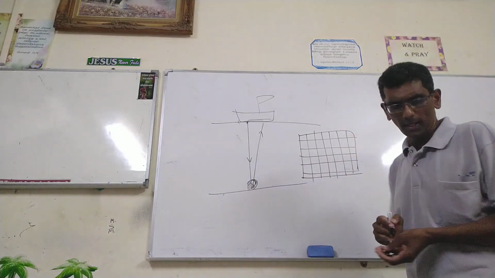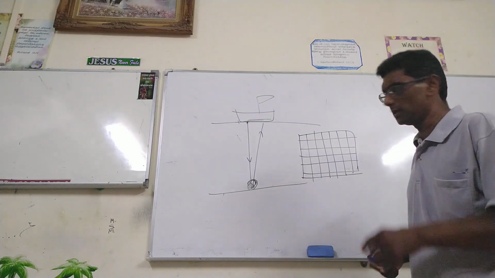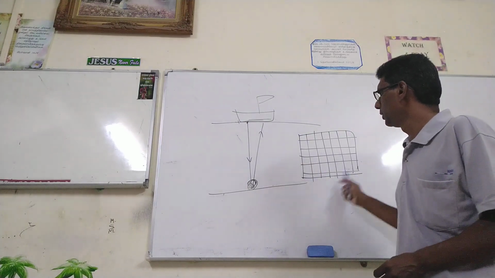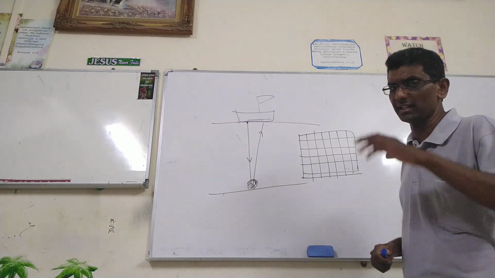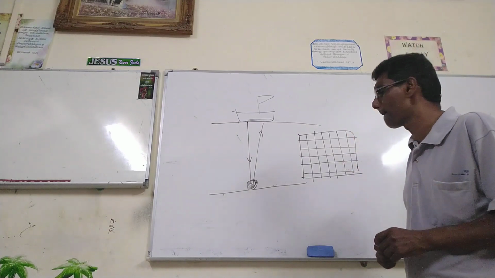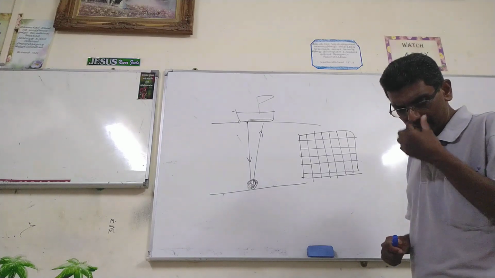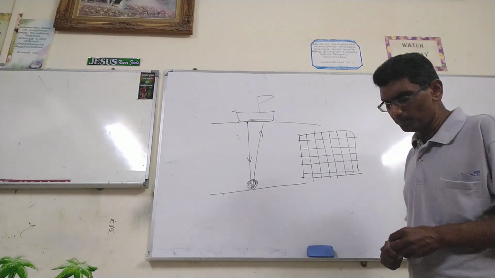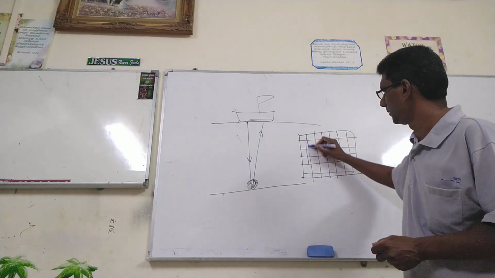This one is the CRO, the cathode ray oscilloscope. In the CRO, they get a signal, a good signal.